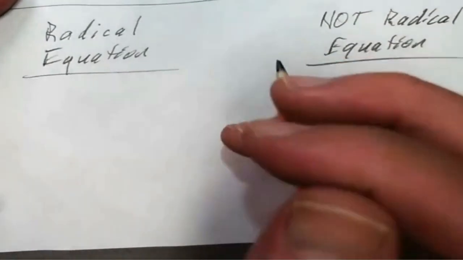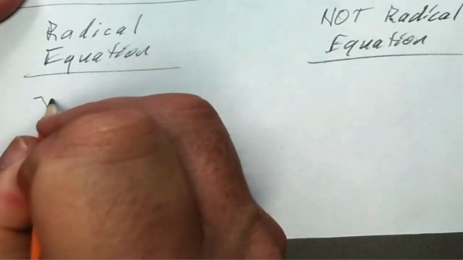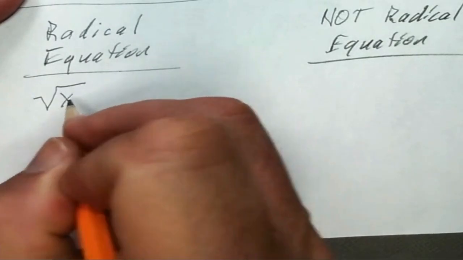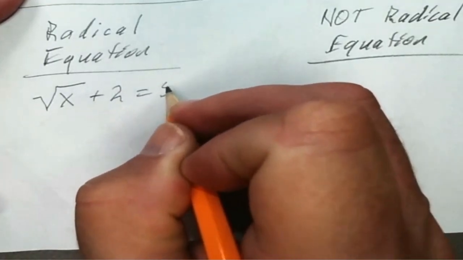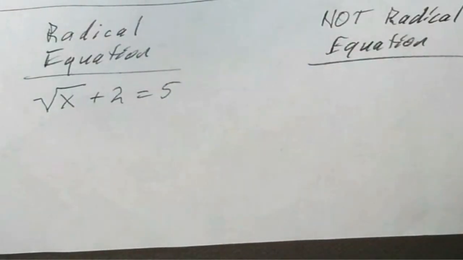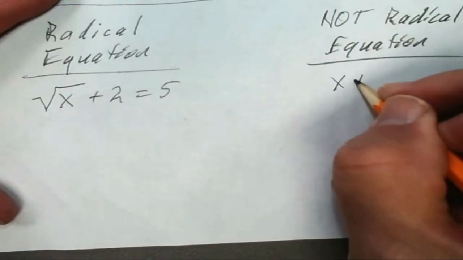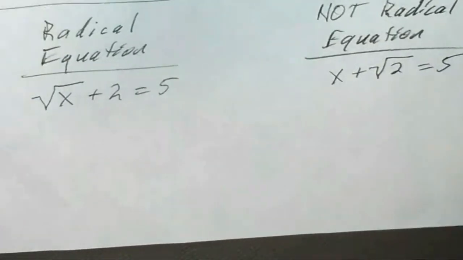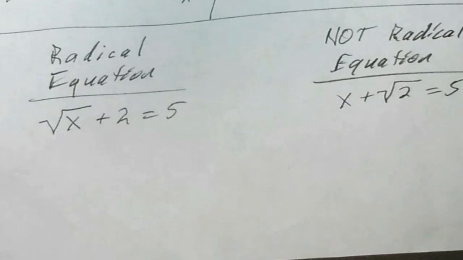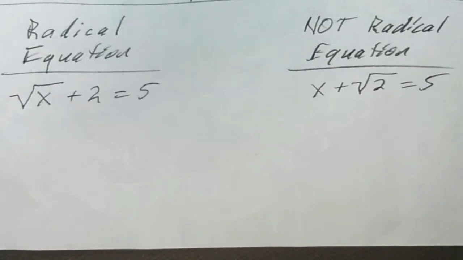So if we have, let's say, the square root of x plus 2 equals 5, that is a radical equation. If we have x plus the square root of 2 equals 5, that is not a radical equation. Look at that very carefully. The difference is very subtle.